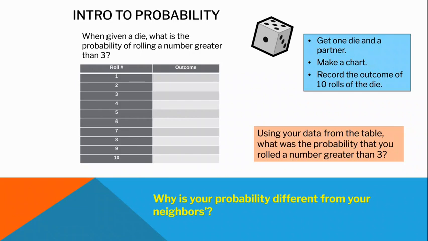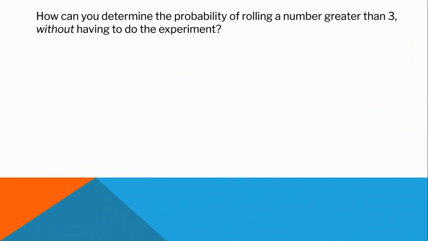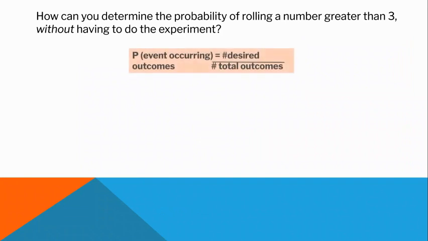Why would they be different? Well, because this is an experiment, so you don't always get the same outcomes. So how can we determine the probability of rolling a number greater than a 3 without having to do the experiment? Remember, desired over total outcomes.